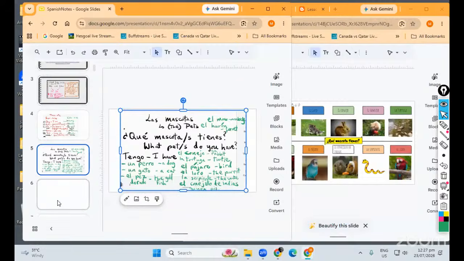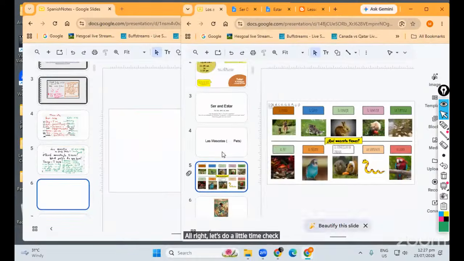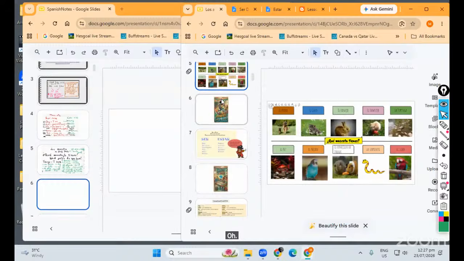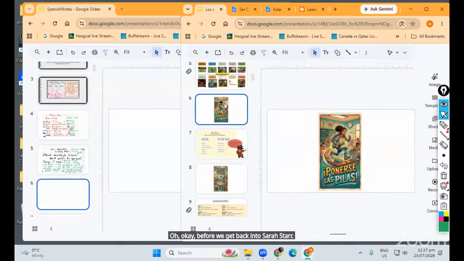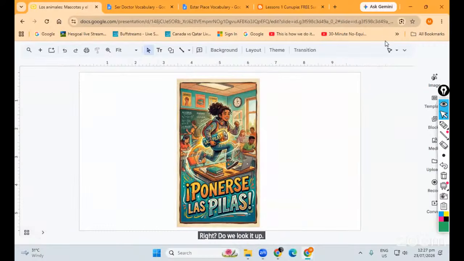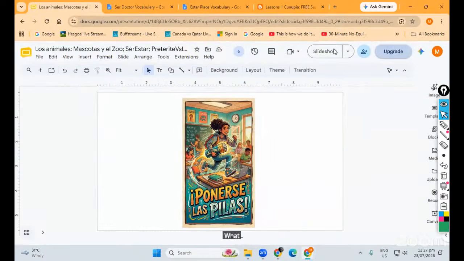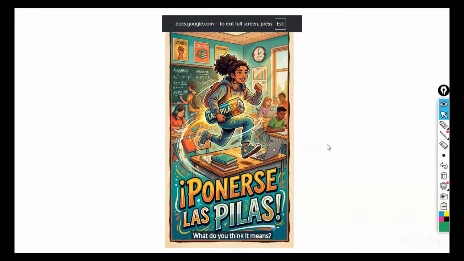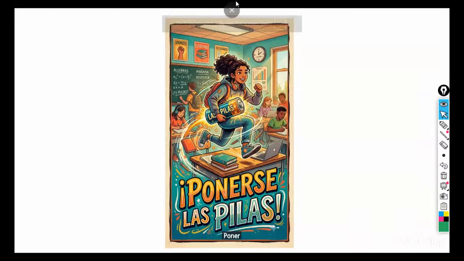All right, let's do a little time check. Okay, before we get back into Serenity Star, I put together something as our version of a brain cooler. Here's an idiomatic expression in Spanish. Don't look it up. What do you think it means? Ponerse las pilas.